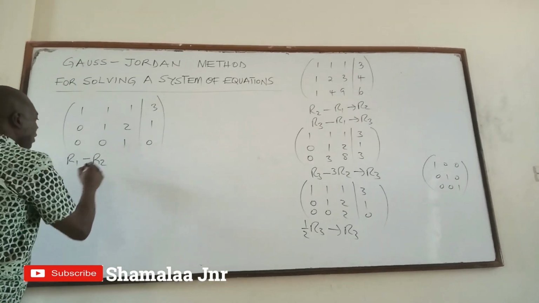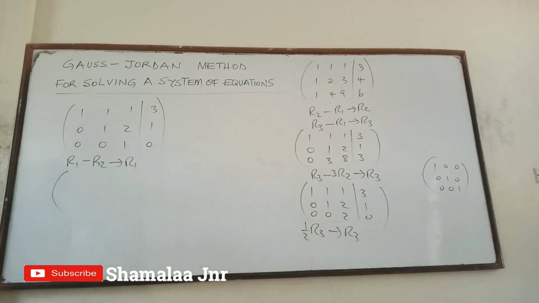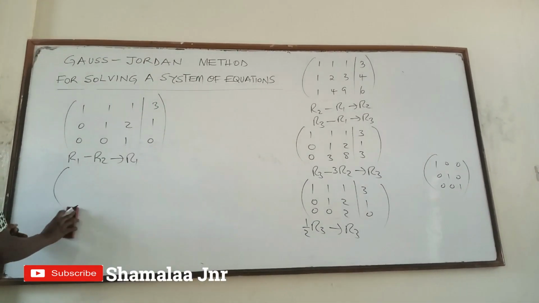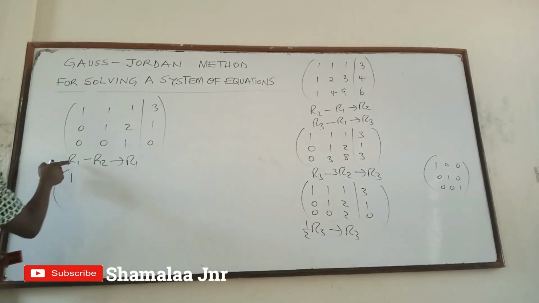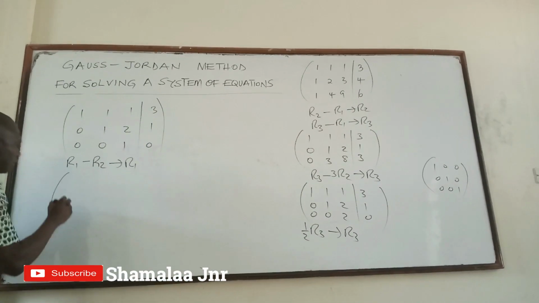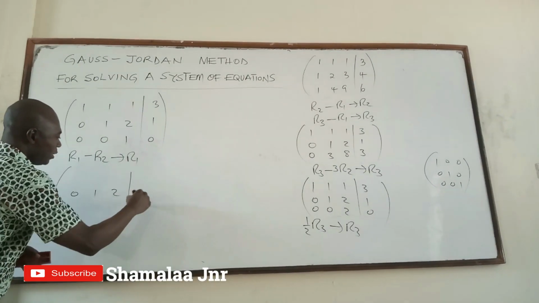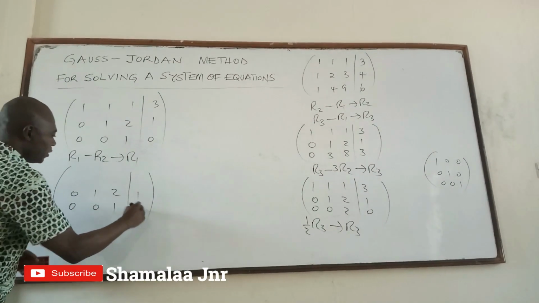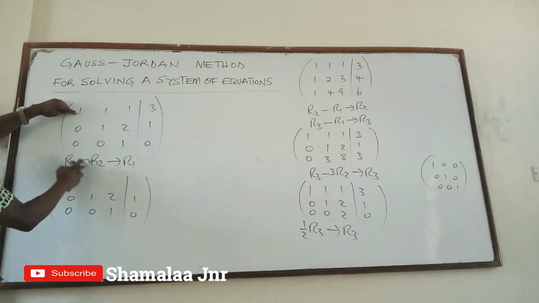Yes. Now, let's perform this. This one will give us row 1. If you perform this operation, you are going to have 1. Okay, let me repeat the ones that we are not going to touch. 0, 1, 2, 1. That is the second row. And then 0, 0, 1, 0. Now, row 1, we are saying minus row 2.